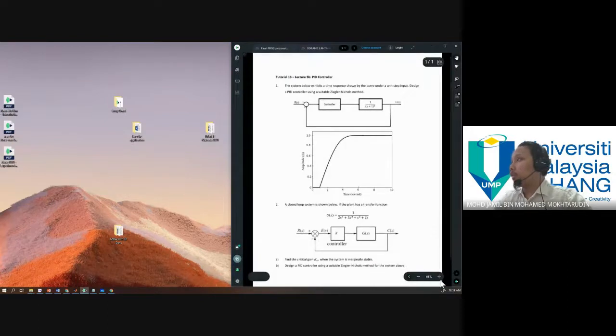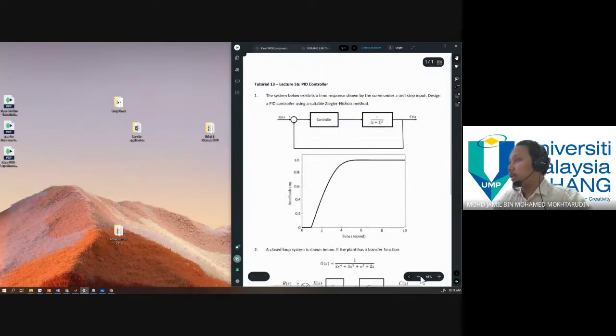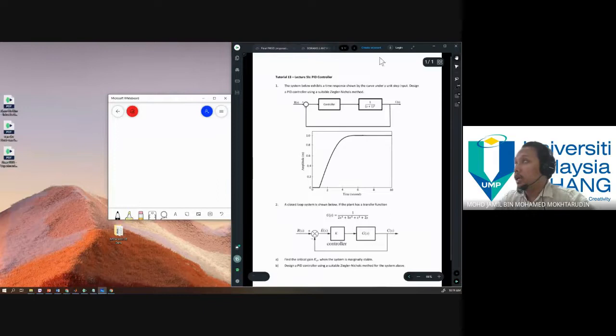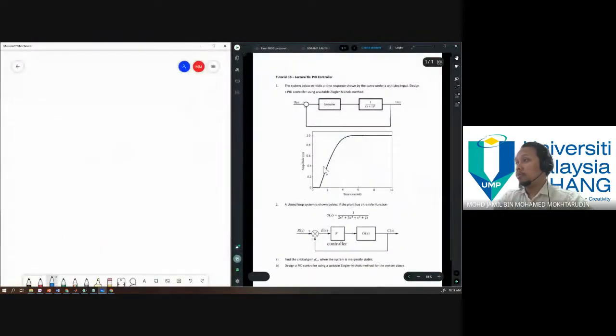Okay, so tutorial number 13. Question number 1 is about Ziegler-Nichols first method. The system below exhibits a time response shown by the curve under a unit step input. Design a PID controller using a suitable Ziegler-Nichols method. When you have a curve that exhibits an S shape, then you can use the first method of Ziegler-Nichols.